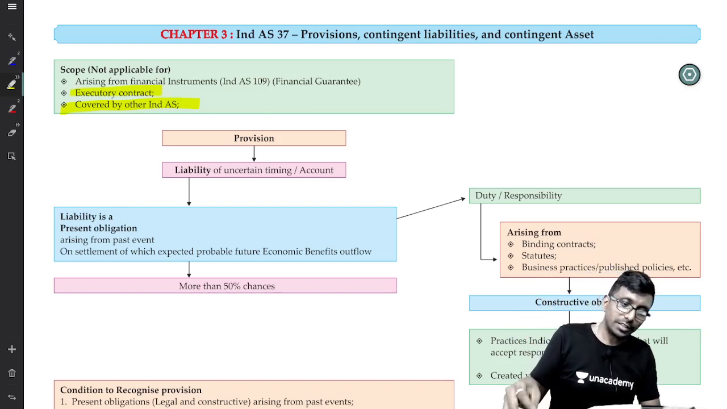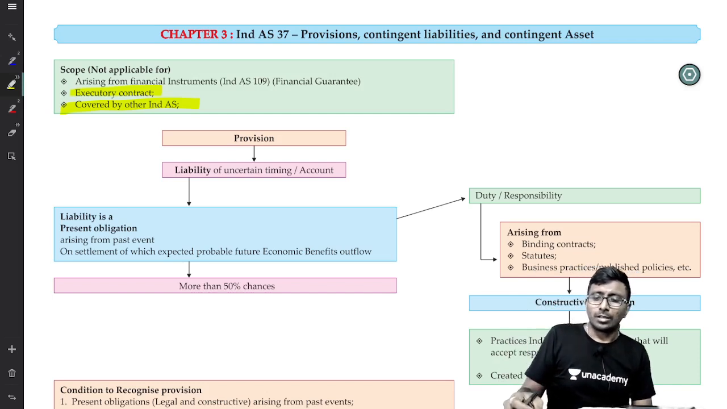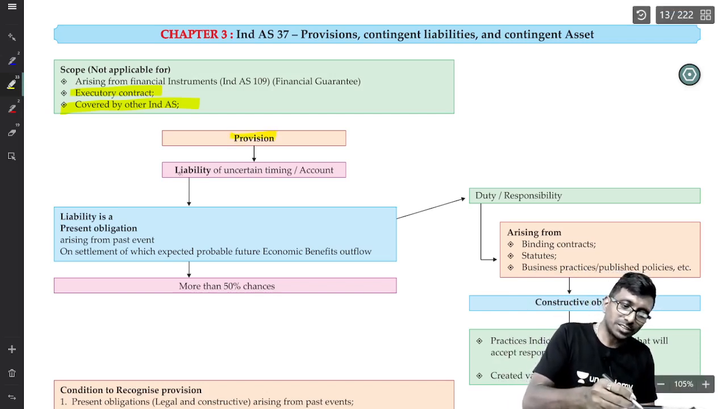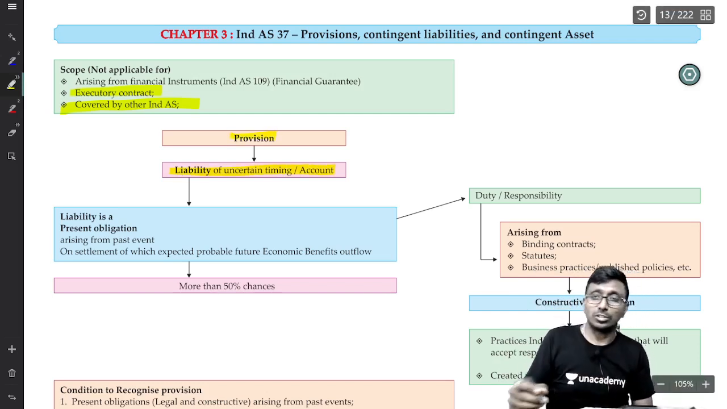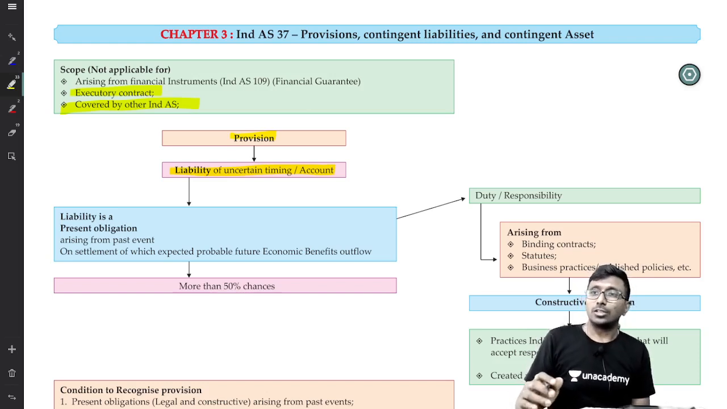Next, what is a provision? Now we are talking about provision. In this big standard, the important part, which will take time, is only the word provision. What is a provision? Provision is of uncertain timing or amount. Got it? So uncertain.